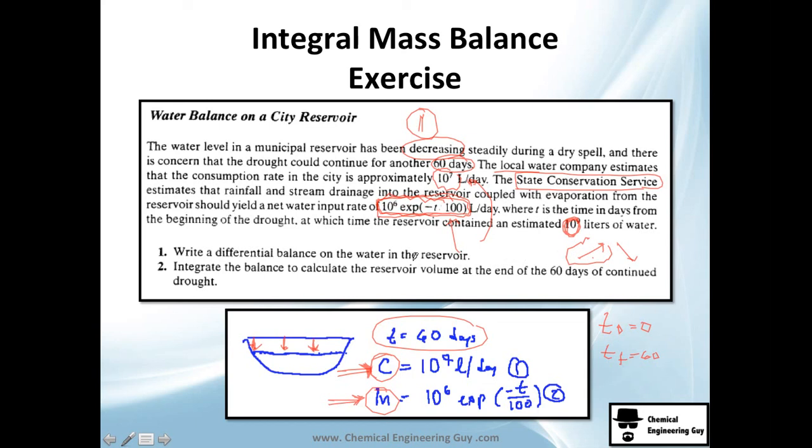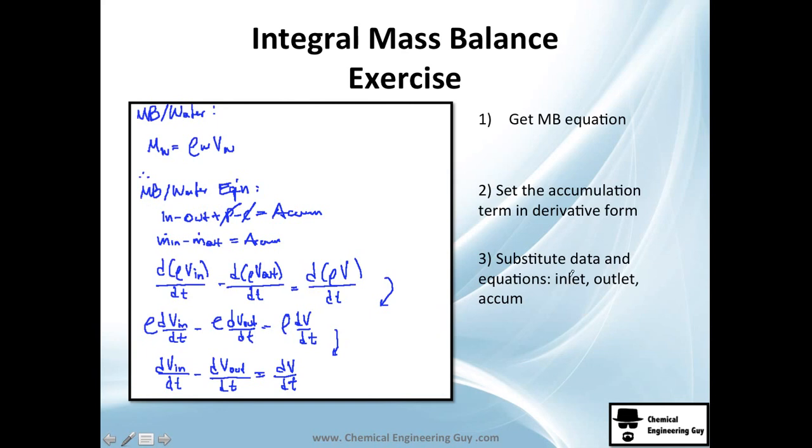So, write a differential balance on the water in the reservoir. We're going to do that. And they tell you to integrate the balance to calculate the 60 days. So let's do it. We follow our mass balance methodology for transient states. Get the mass balance equation. There's no production of water, there's no consumption of water. There's only inlet, which is the rain, and outlet, which is how much people drink, or evaporation, whatever. That equals the accumulation in the system.